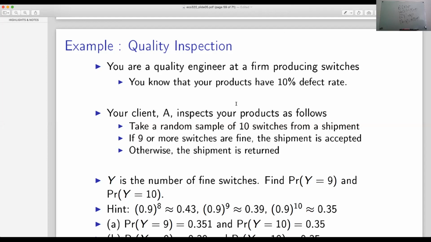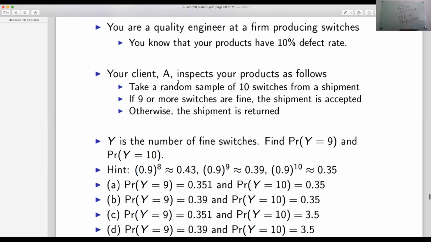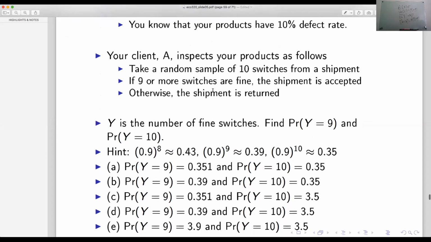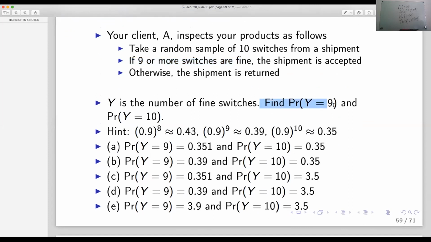Okay, another example. You are a quality engineer, and you know the product has a 10% defective rate. That means p equals 10%. As a client, you inspect the product as follows: you take 10 samples, and if 9 or more are fine, the shipment is acceptable. Otherwise, it's not good. So we need to find the probability of y equal to 9 and 10, and the reason is as follows.